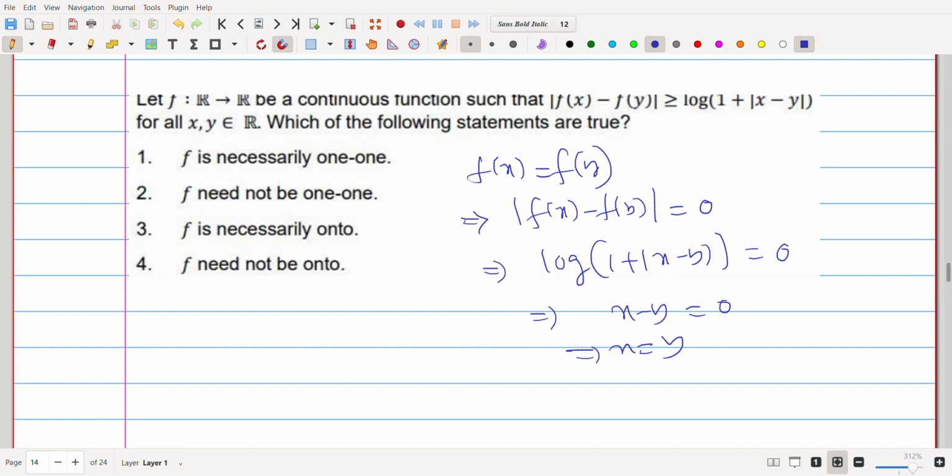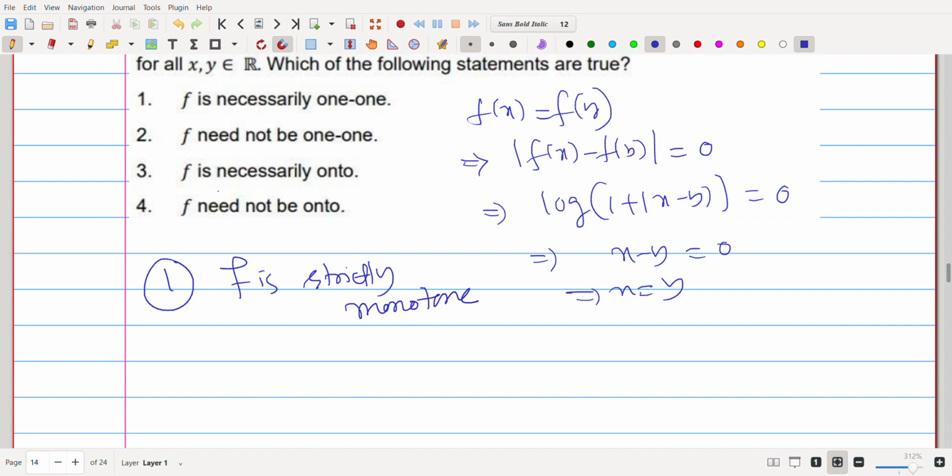Now how do I show whether f is onto or not? f is continuous and f is one-one. That means f is strictly monotone. So either it is monotonically increasing or it is monotonically decreasing. First observation, observation number 1: f is strictly monotone.